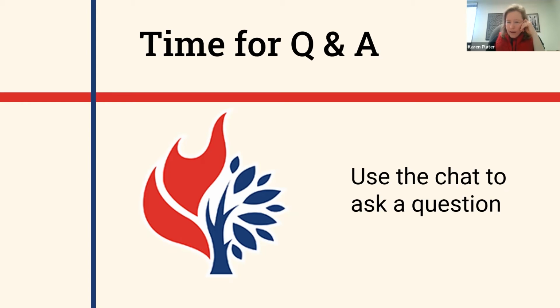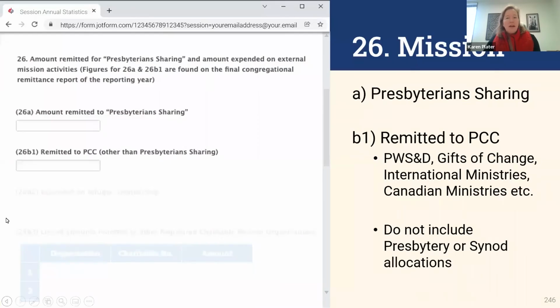Okay, I think we've answered the HST/GST. Oh, just a reminder to people that in line 26B1, presbytery dues, synod dues are not included in the contributions for other mission to the PCC. They're included under your other expenses, line 23. They're not another mission. They're a very, very specific type of contribution that you've made towards your presbytery and synod expenses.